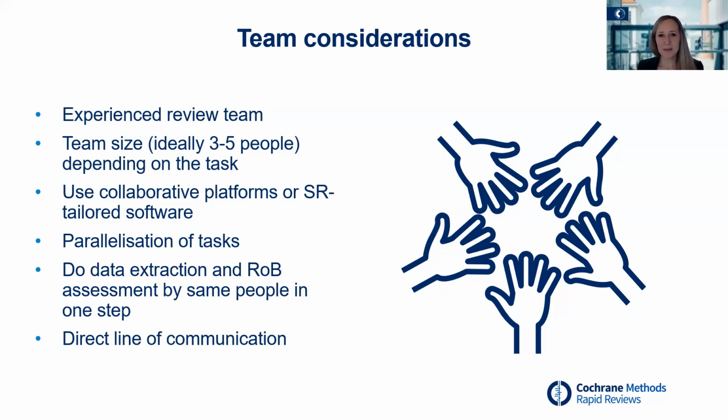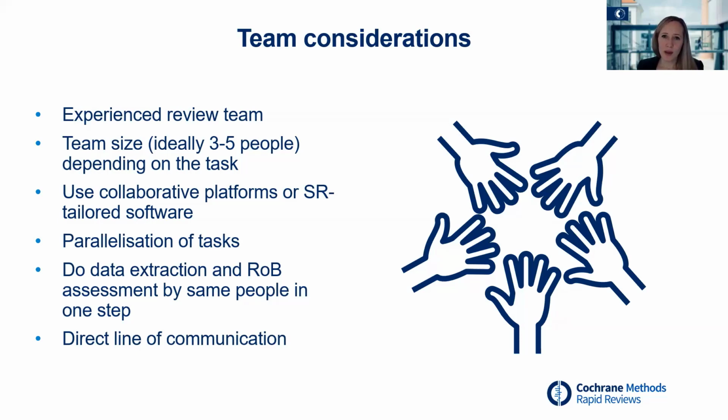Another practical tip is that when you extract data from studies and you assess the risk of bias of studies, you use the same person doing both at the same time, because basically the person reads the study, and then it's easier to do these 2 steps at the same time, because you don't have to read the study again when you do it as a second step.